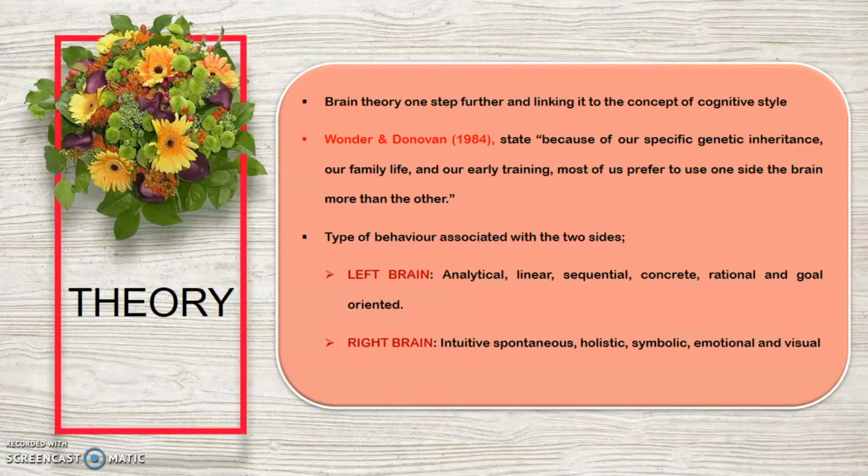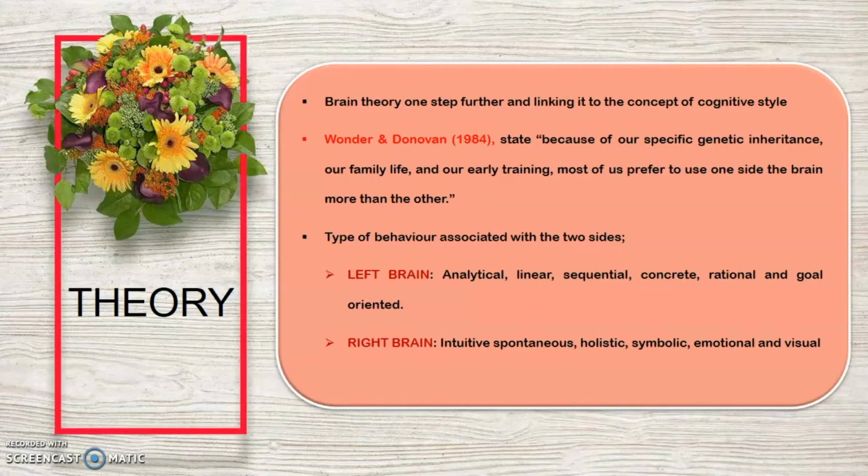Okay, then we move to the theory. The theory that takes one step further and links it to the concept of cognitive style is brain theory. According to Wander and Donovan, 1984, because of our specific genetic inheritance, our family life, and our early training, most of us prefer to use one side of the brain more than the other. Means that most of the people use one side of brain, whether right brain or left brain.